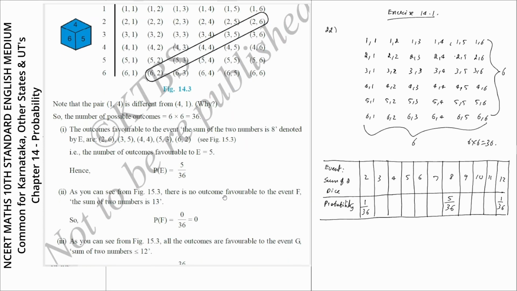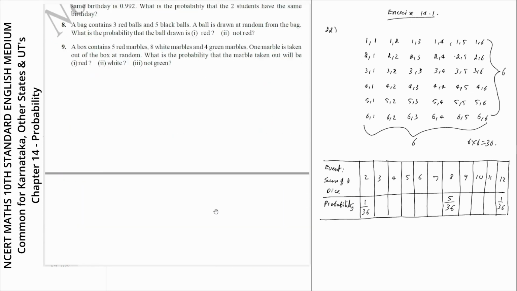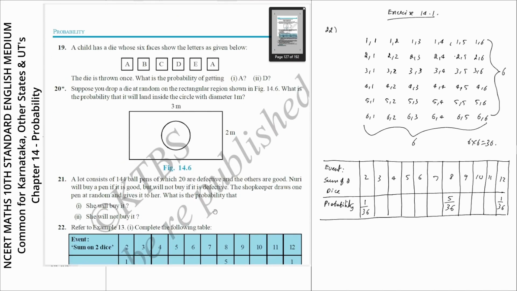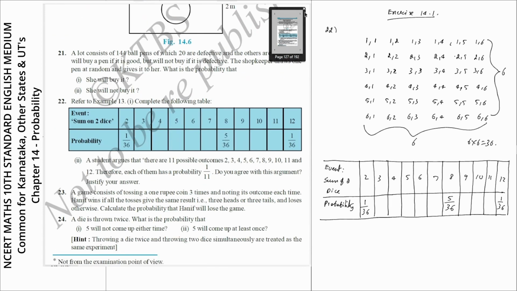Now coming back to the question, they have asked us to fill up the table. The table is all full of probabilities. We should find the probability of the event where the sum of the two dice is equal to 2, 3, 4, 5, 6, 7, 8, 9, 10, 11, 12. Now here you can see the probability of getting a sum of 2 on the two faces of the dice.